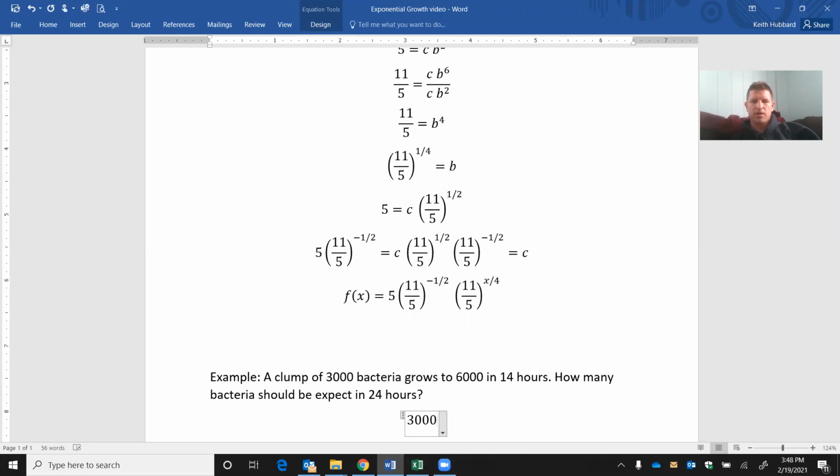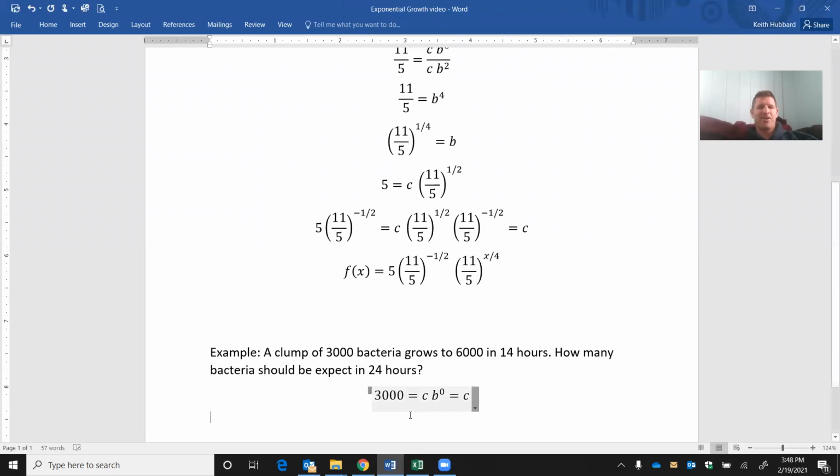3,000 comes out at time 0. Well, that's a pretty good equation there because, right, b to the 0 is 1. So I actually know that c is 3,000. It's really nice when you get that initial value. You can basically just plug it in.